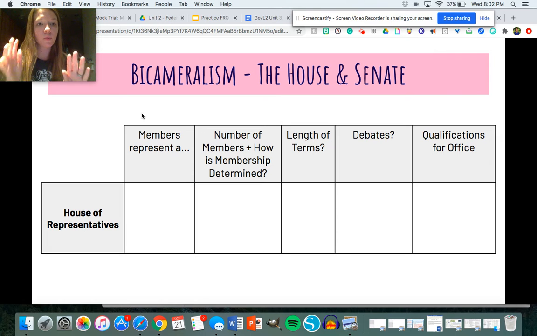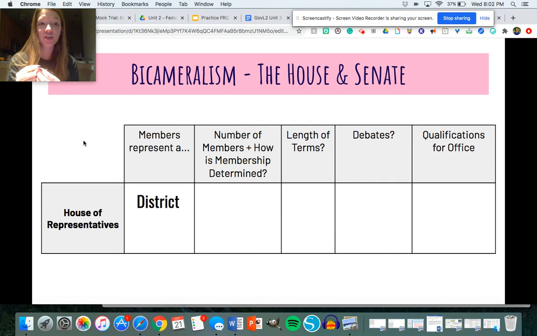So I want to talk a little bit more about the differences between the House and the Senate and get into what this bicameralism looks like. For the House of Representatives, something to note first is that members represent a district. That is not necessarily a city or state. It's even smaller. It's really just a small geographic area. We'll talk about districts in another video. They're not necessarily square, as we'll see if you've ever heard of something called gerrymandering, but they represent a small amount of people compared to a senator.